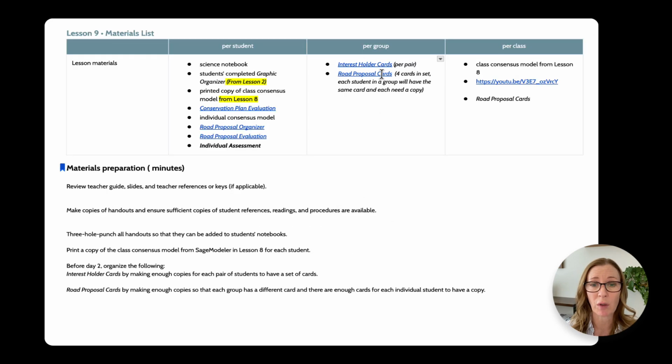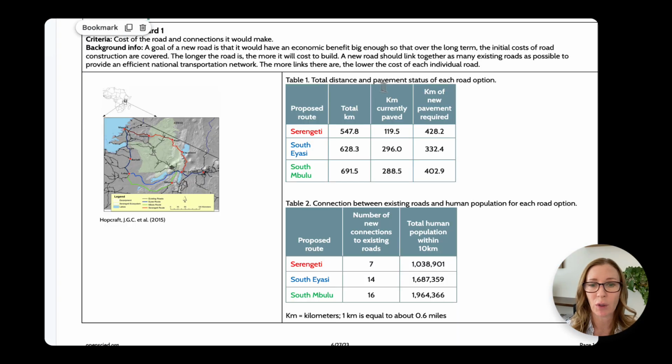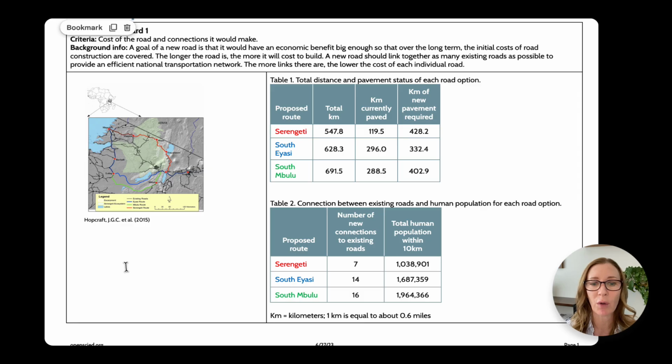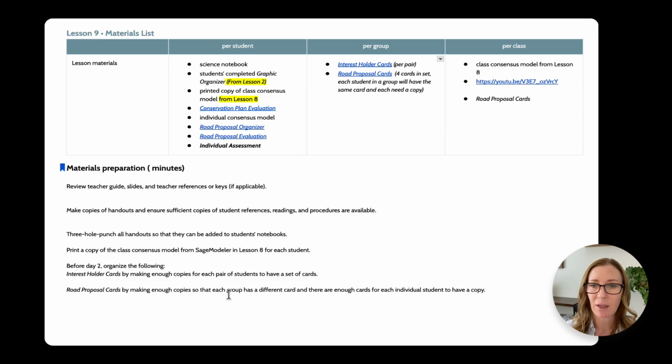And then the road proposal cards. This one, there are 4 cards in the set. I had to do a little reformatting here, but you will notice that each person in a group is going to have the same card. So if I have 2 groups that are both using road proposal card 1, I need enough copies of this card right here to support those 2 groups. I might have another group with road proposal card 2. So every member in that group is going to have this card. So hopefully that makes sense.